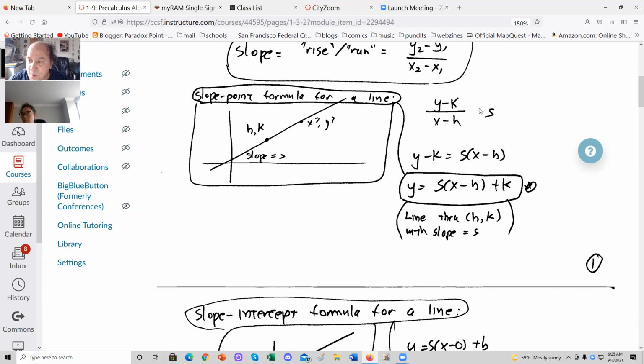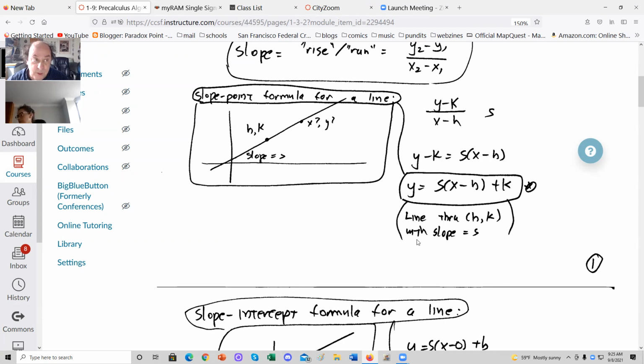I will repair this lack here. Transpose the x minus h, get y minus k equals s times x minus h. And then transposing the k, y equals s times x minus h plus k. That's the equation of the line through h by k with slope equal to s.